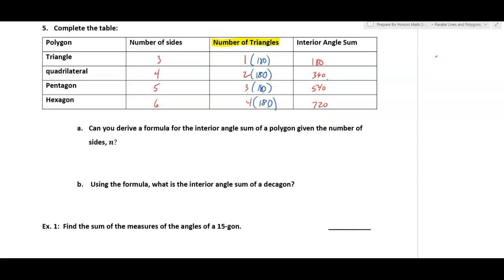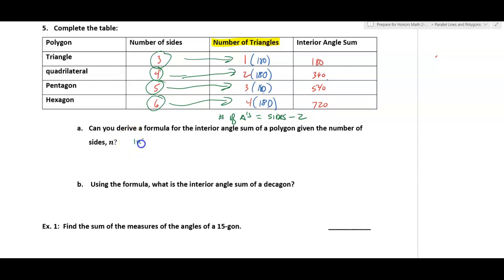Well, if I look even further, I will notice 3 sides gave me 1 triangle. 4 gave me 2 triangles. 5 sides produced 3. 6 produced 4. The number of triangles is equal to the number of sides minus 2.